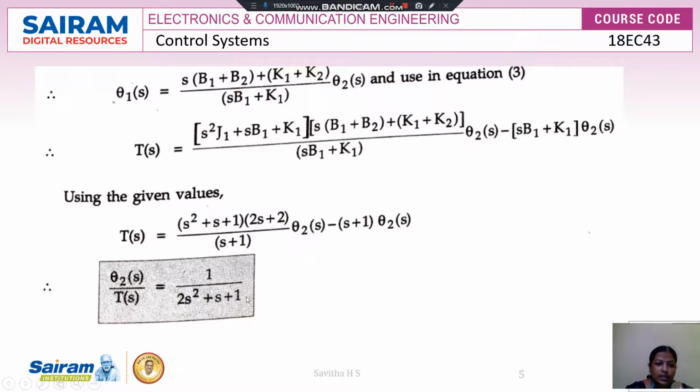In the last step, in both expressions you can see theta 2 of s is common. Take theta 2 of s as common, take the LCM and simplify the expression. So we get theta 2 of s by T of s equal to 1 divided by 2s square plus s plus 1.